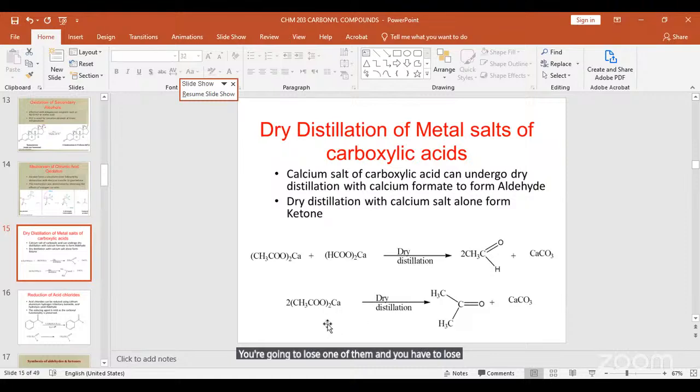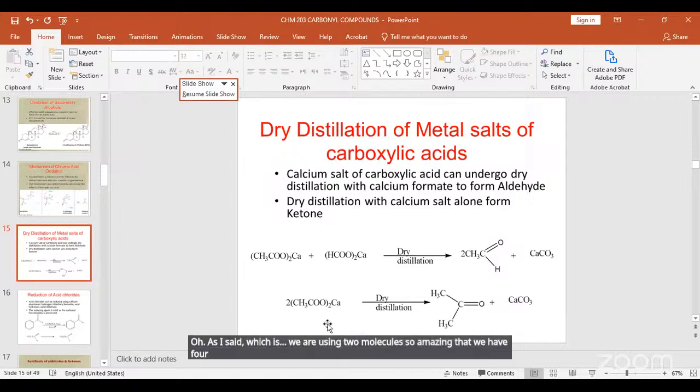But in the second one, we have only calcium acetate, and we are using 2 molecules, so we have 4 carbon atoms involved, and by the time one is lost, we're going to have 3 left. That's why we have propan-2-one. So we need to understand that.